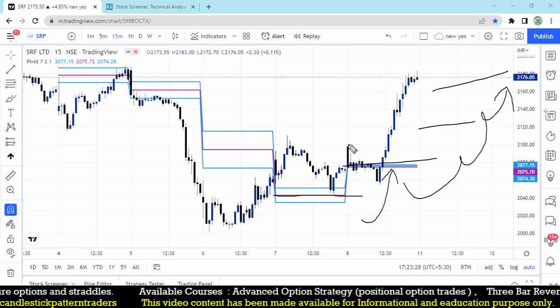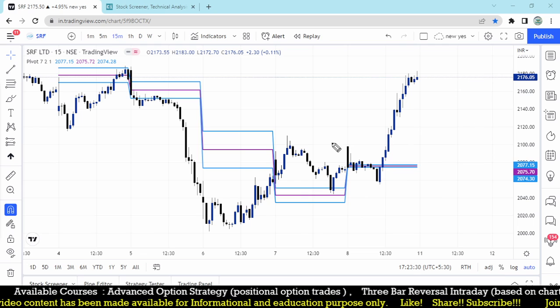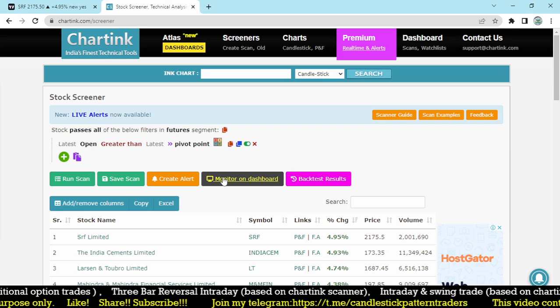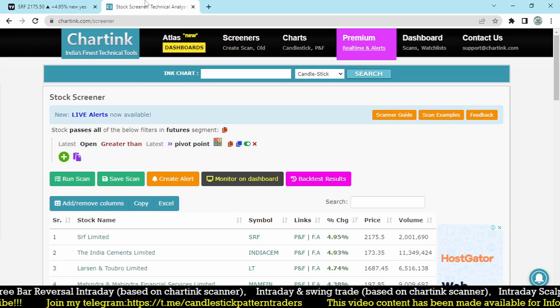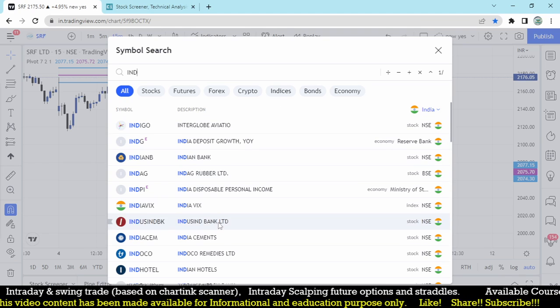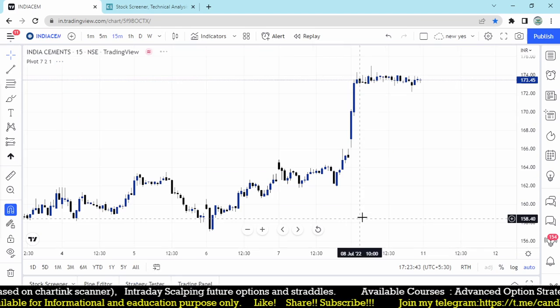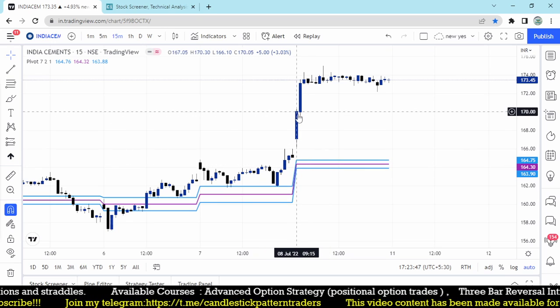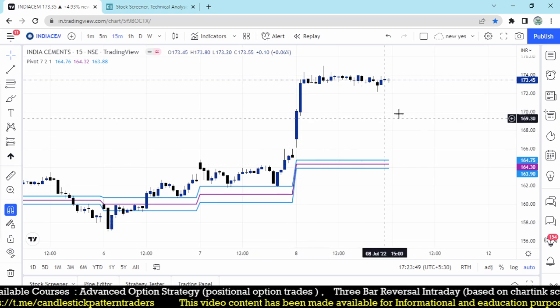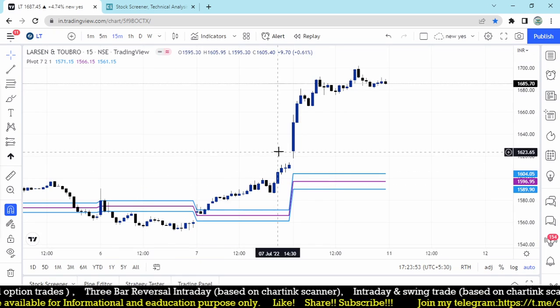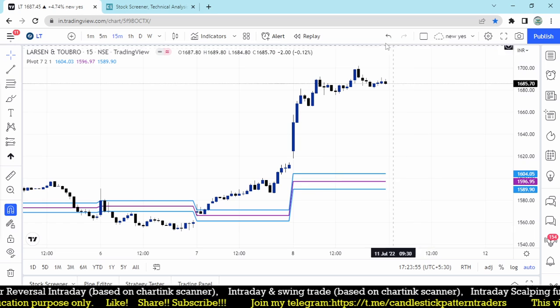If we find that, it should be an uptrend movement, right? So we can also create such a kind of scan. For example, we will create some other scan and check it out. India Cement, L&T. Let's check whether it is right or wrong. India Cement. Yes, the pivot is here and the market started somewhere around 167. It opened higher than the pivot point, and this is also opening higher than that.